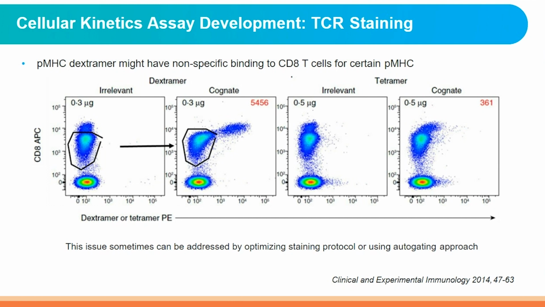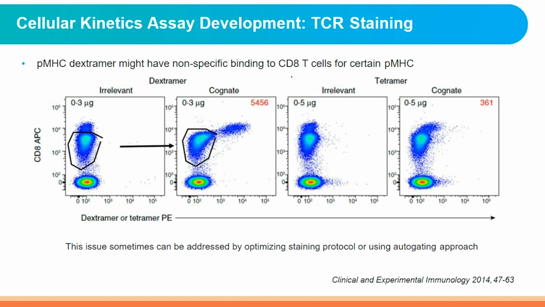However, we also noticed that the TCR negative CD8 T cells also shift in the dextramer PE channel, suggesting non-specific binding of dextramer with CD8 T cells. Non-CD8 cells don't show this type of non-specific binding. So this non-specific binding actually makes the FMO control or isotype control not appropriate for the gating. This issue sometimes can be addressed by optimizing the staining protocol or using the autogating approach.